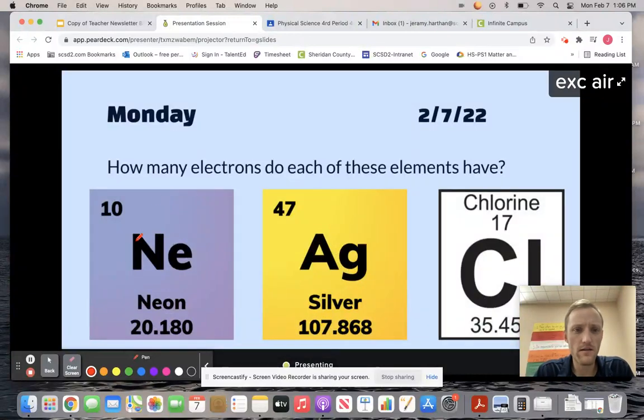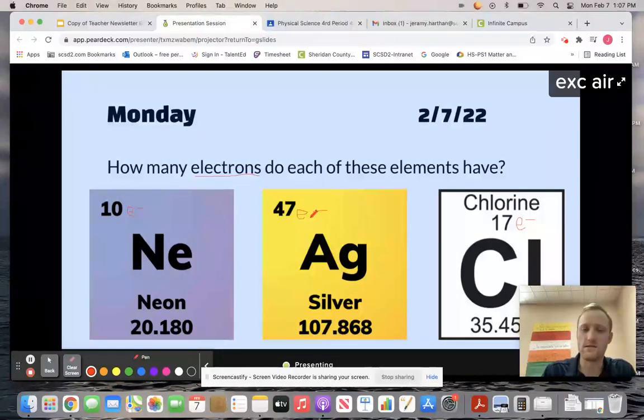For example, here when we look at this, it asks how many electrons they have. And again, with the periodic table, we're just going to assume that they're neutral unless we see something that tells us there's a charge. So all these are neutral, so it's very easy. This one, we have 10 protons and 10 electrons, 47 protons and 47 electrons, and 17. We are given that information here.